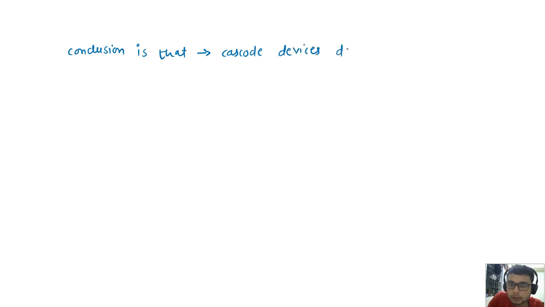So the conclusion from this is that cascode devices don't contribute to the noise at the output.